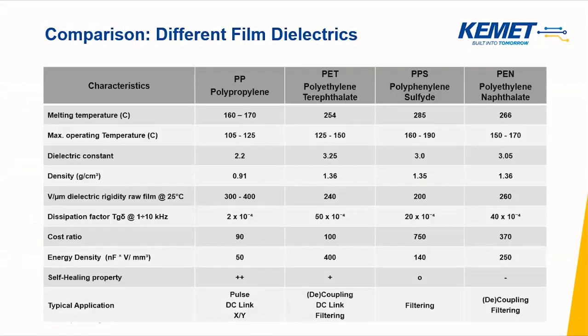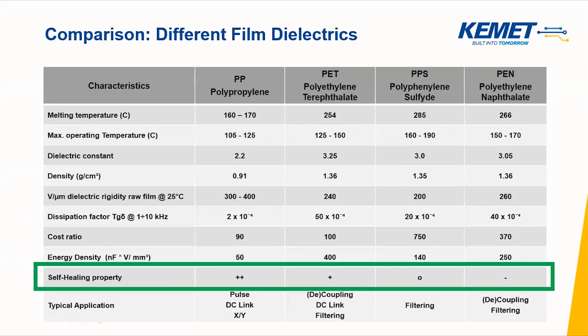This property makes the film capacitors a highly sought after technology for safety applications. Here is a characteristic comparison table of different film dielectrics like polypropylene, PET, PPS, and PEN, highlighting the main advantages and disadvantages or characteristics of each of these dielectrics suitable for different applications. As today's webinar concerns mainly the safety capacitors, we will not go any deeper into this table, but we'll just be highlighting that polypropylene is the best dielectric suitable for safety capacitors due to its internal structure and its excellent self-healing property.